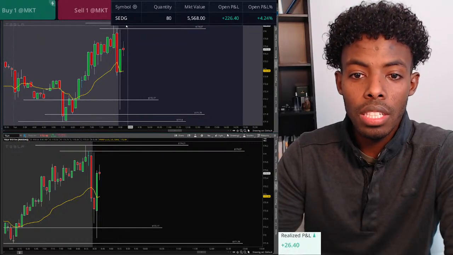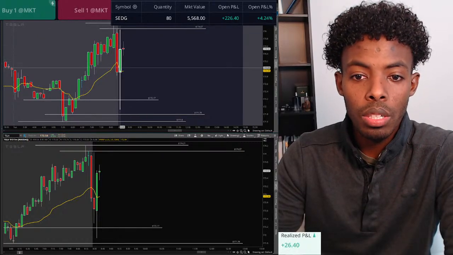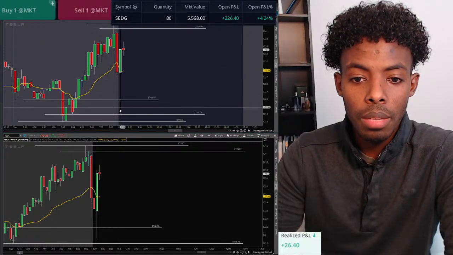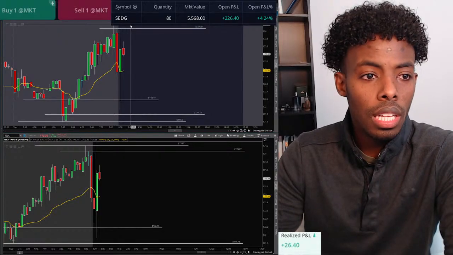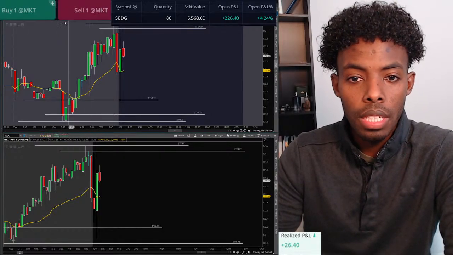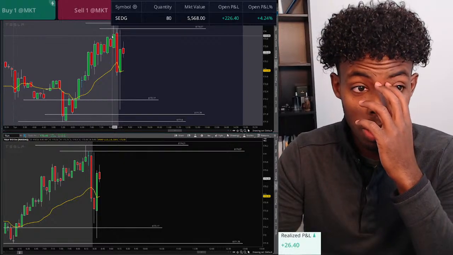Placing a put right here is a little risky, of course. You have this 10-minute close well above the VWAP. You know what I'm saying? The price came down, immediately got picked up here. So placing a put right here is a little risky. At least not yet. Let's just watch Tesla. Very intriguing.